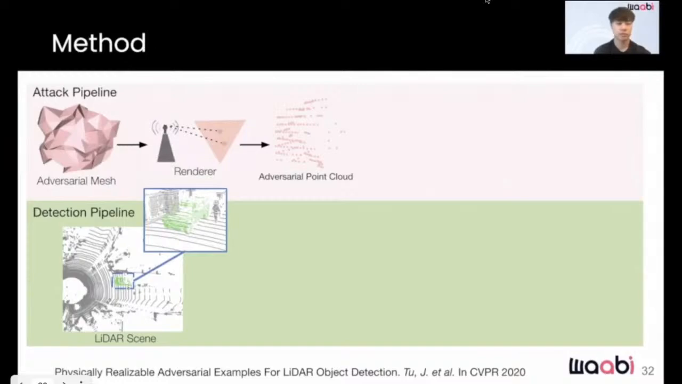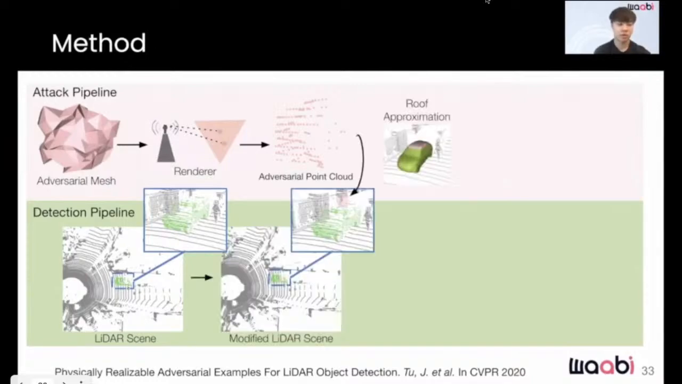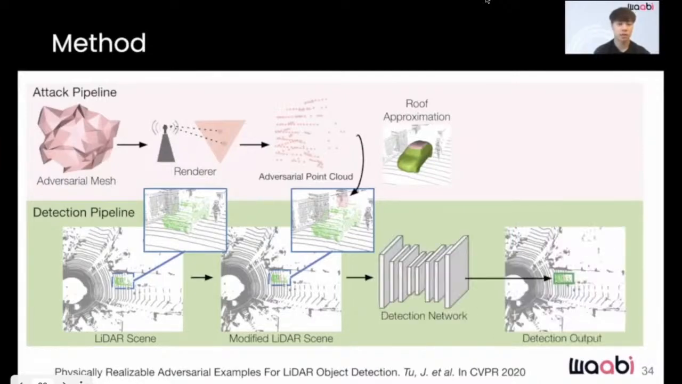Then, we use a differentiable renderer to render the mesh into a point cloud and attach it to the top of the vehicle. To determine the location of the roof, we fit a vehicle mesh to the point cloud. We then add the mesh points onto the vehicle rooftop to create the modified scene. The modified scene is then processed by a detector to produce output bounding boxes. To optimize our adversary, we apply the adversarial loss targeted at hiding the vehicle.